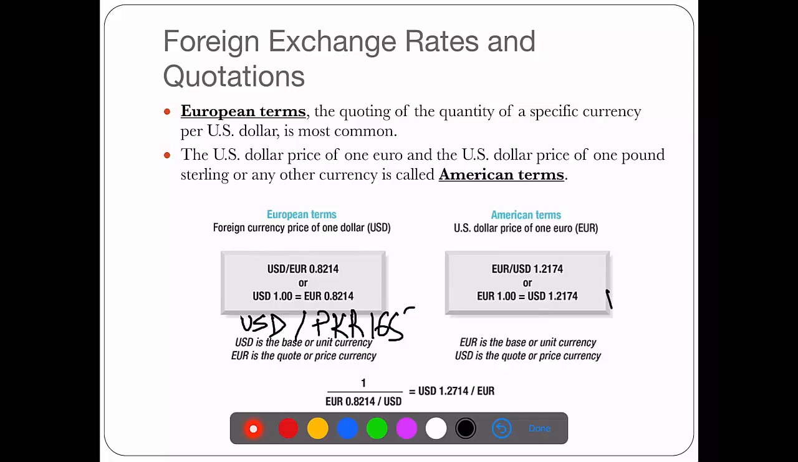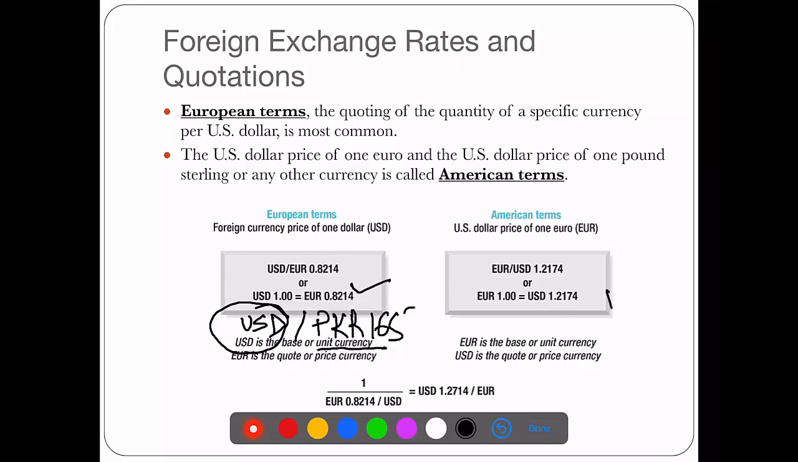1 unit of the base currency is always in 1 unit. So the base currency is the US dollar. So when the base currency is the US dollar and we are buying 1 unit of the US dollar and expressing the exchange rate in such a way, then that is a European term. It does not matter what the other currency is. It can be euro, it can be pound, it can be Pak rupee, it can be Mexican pesos, or it can be any other currency.